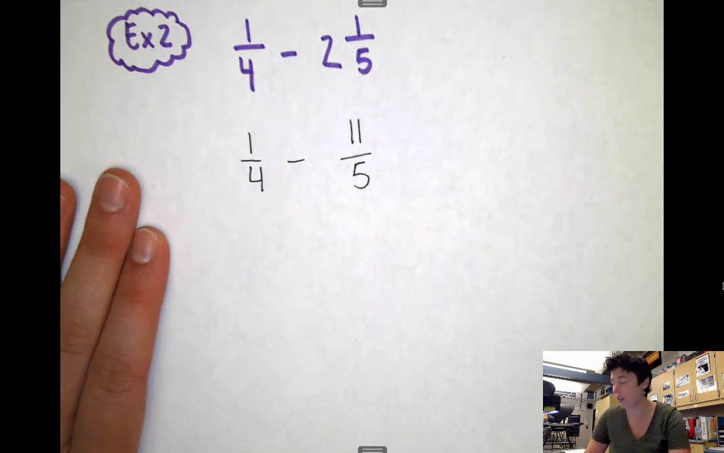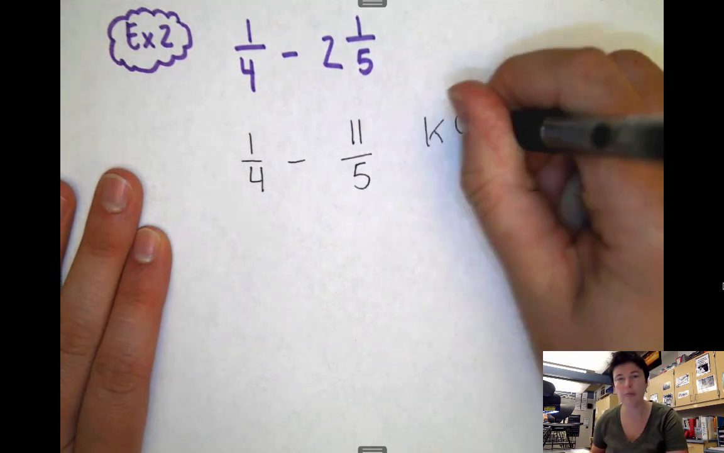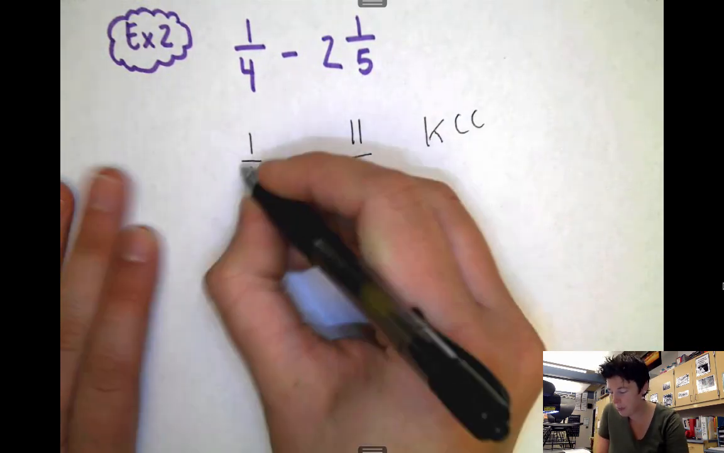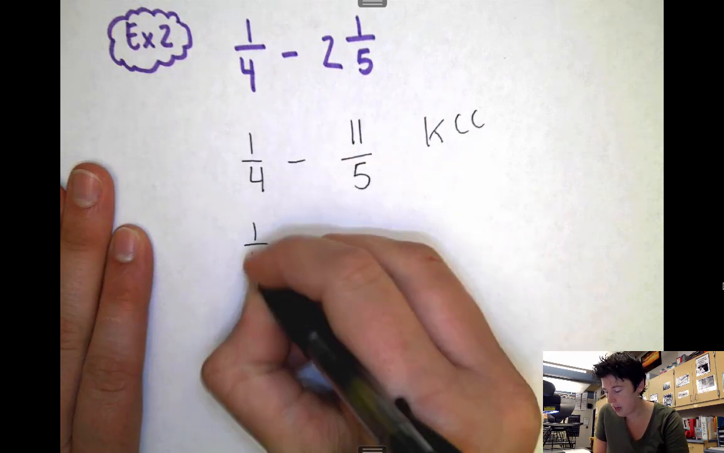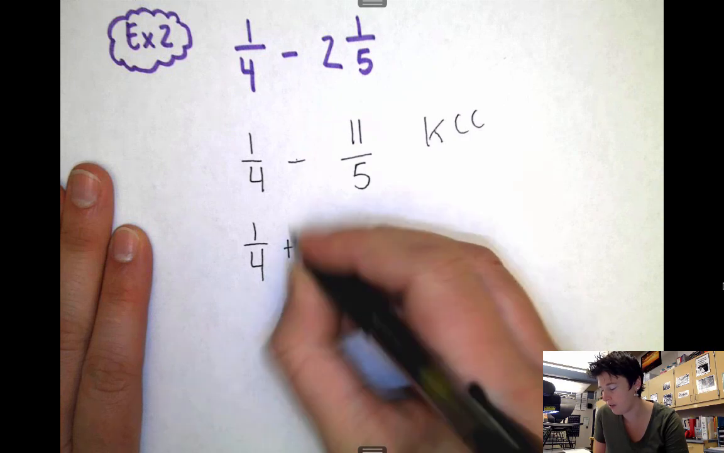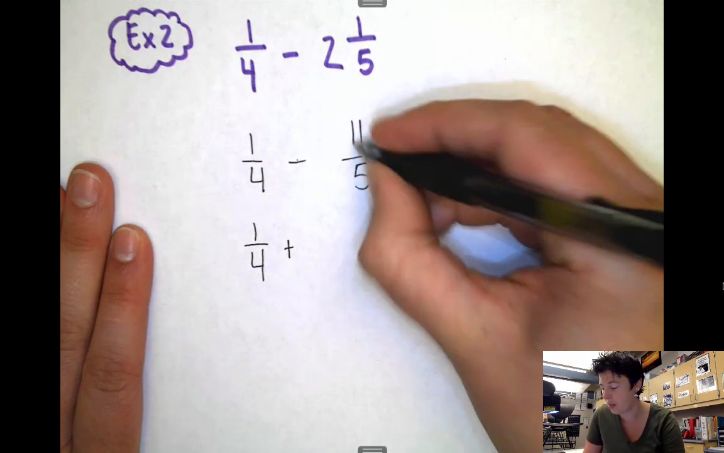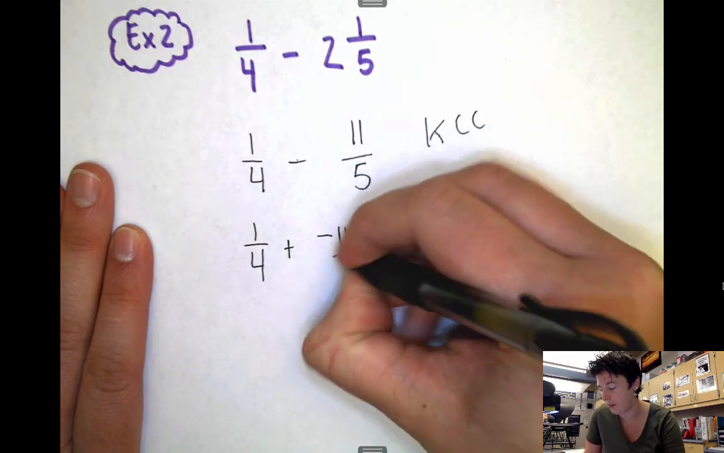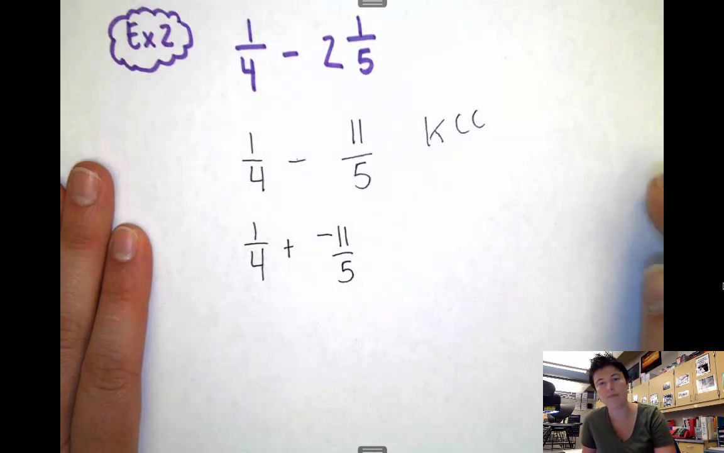Okay, let's use our KCC rule now and go for the keep, change, change. I'm going to keep the 1/4, and then I'm going to change, change. So it's going to turn into a plus, minus turns to a plus, and this is going to turn into a negative 11/5. Keep, change, change.